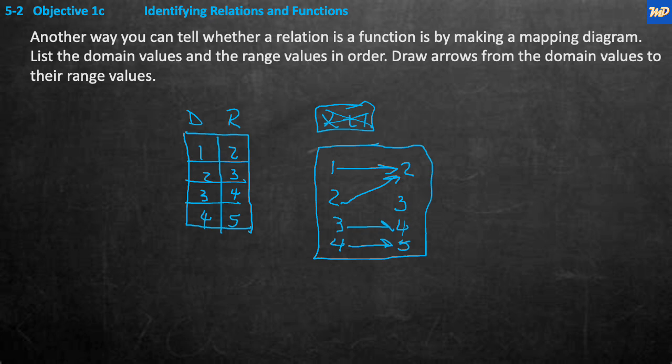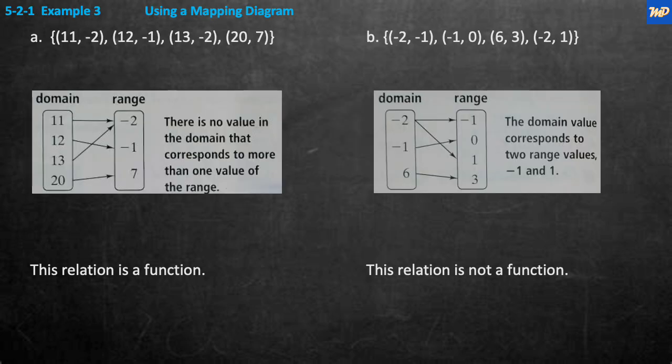Draw the arrows from the domain values to the range values. So you take whatever the value in the table from the domain and just hook it up with a range value. So let's see how that works out. Okay, example 3, using a mapping diagram, so that you see the sets of ordered pairs. There are 4 of them in the first set.